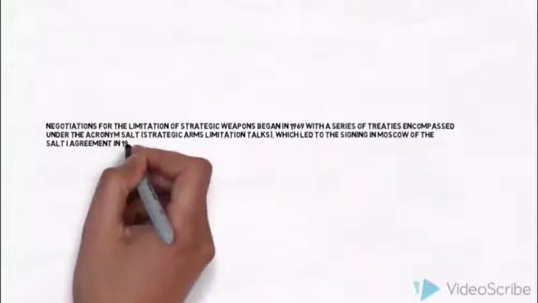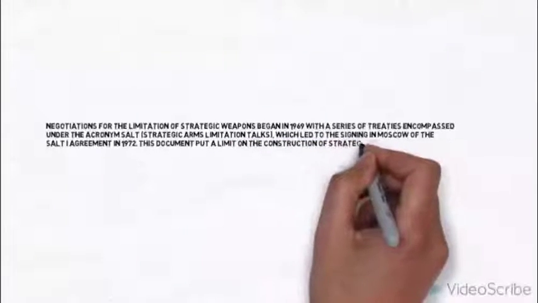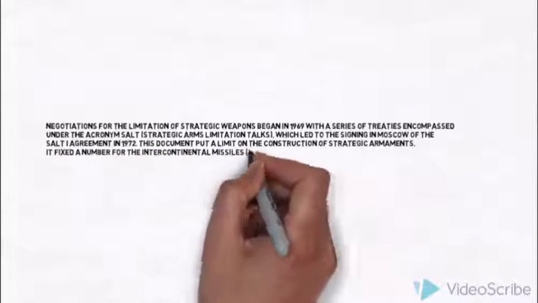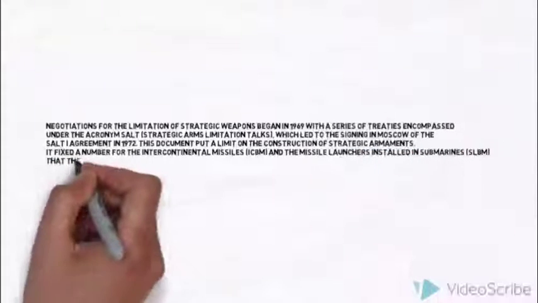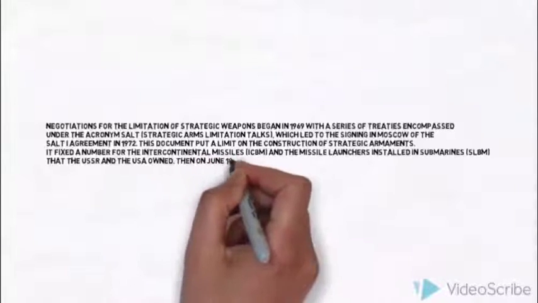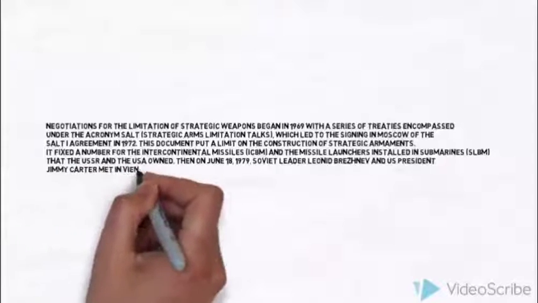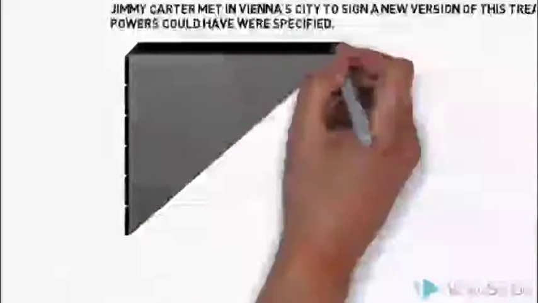This document put a limit on the construction of strategic armaments. It fixed a number for the intercontinental missiles (ICBM) and the missile launchers installed in submarines (SLBM) that the USSR and the USA owned. Then, near June 18 in 1979, Soviet leader Leonid Brezhnev and United States President Jimmy Carter met in the city of Vienna to sign a new version of this treaty, in which the amounts of weapons that the powers could have were specified.